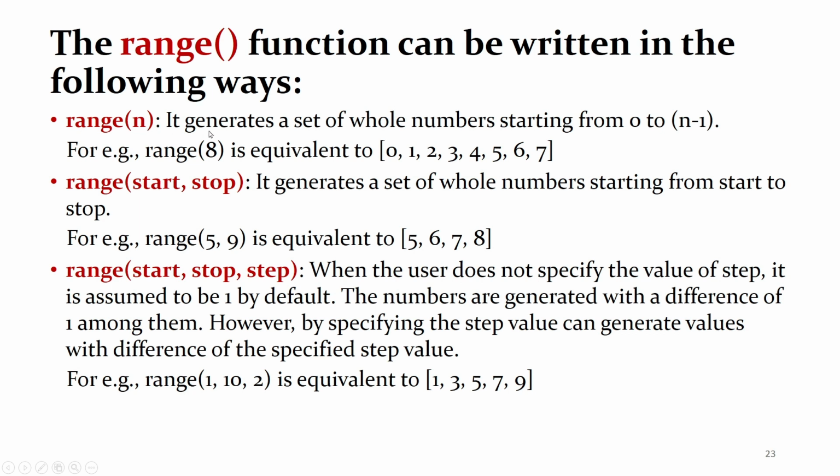Range n generates a set of whole numbers starting from 0 to n minus 1. If this n is 8, then it will give you the sequence from 0 to 7, that is n minus 1. 8 minus 1 is 7. For example, range 8 is equivalent to 0 to 7.